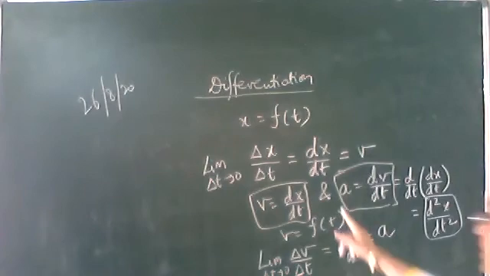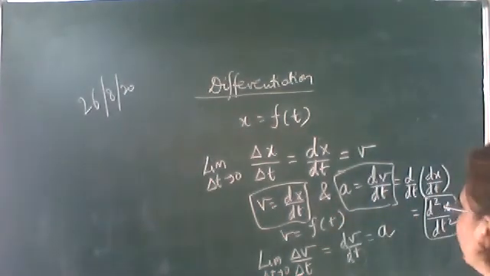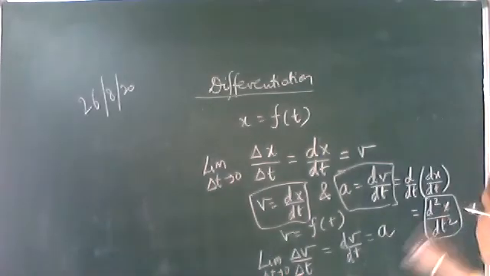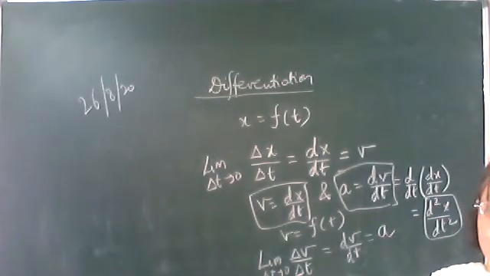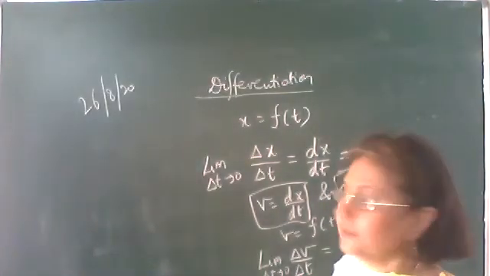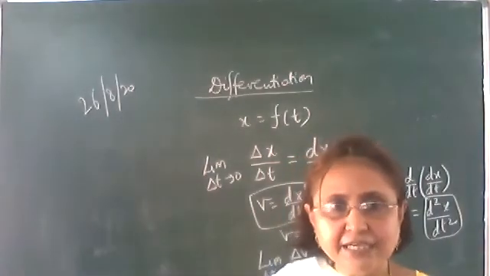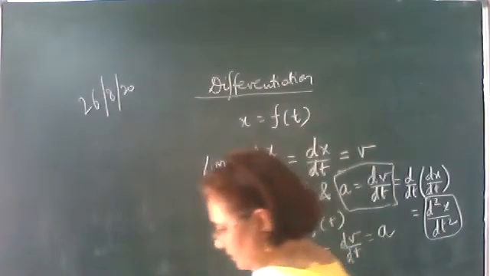So v is equal to dx upon dt, a is equal to dv upon dt, which is also equal to d2x upon dt square. I am writing these formulas again because it was not recorded. You don't have to write.